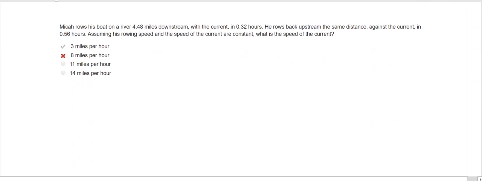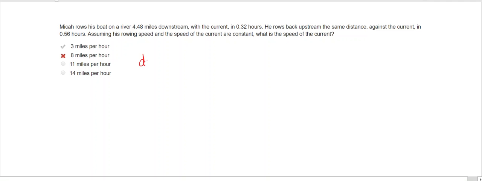Okay, this next one is the one that is a ton of work. But again, I set it up very similarly to the last problem. Micah rows his boat on a river 4.48 miles downstream with the current in 0.32 hours. He rows back upstream the same distance against the current in 0.56 hours. Assuming his rowing speed and the speed of the current are constant, what is the speed of the current?